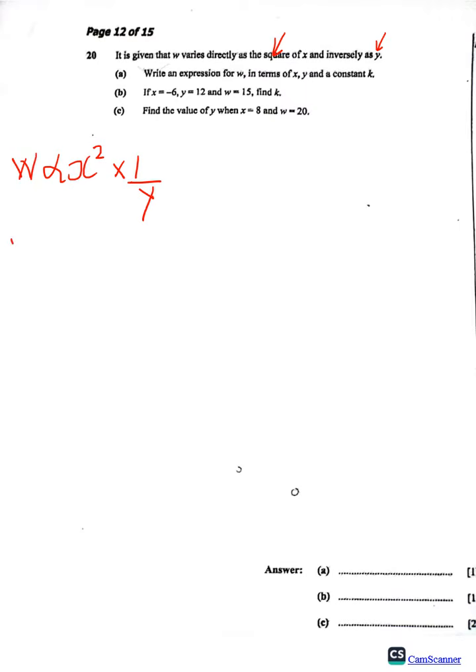Then from there, we can now write our W. Where there is this symbol, we put an equal sign. Immediately we put the equal sign, we need to introduce the constant of variation, which is k. So k times x squared is kx squared over y. So this is our first answer. We've written the expression according to the information.